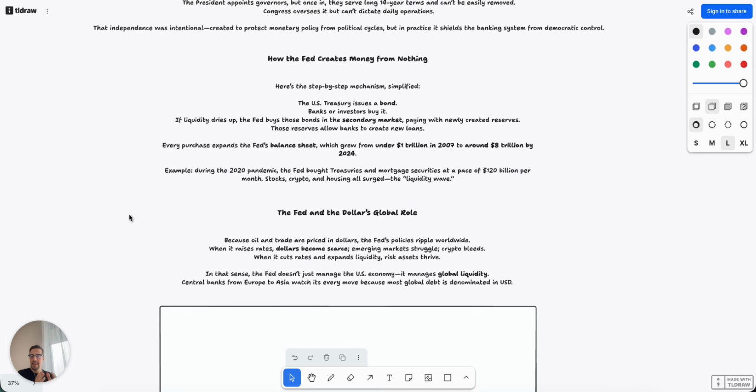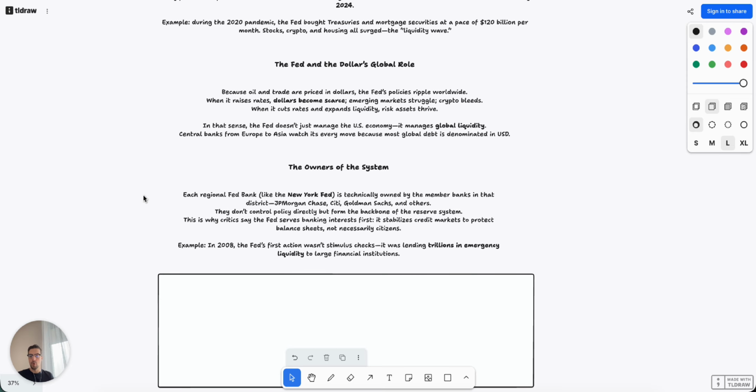So in that sense, the Fed doesn't just manage the US economy, it manages global liquidity. Central banks from Europe to Asia watch its every single move because global debt is denominated in USD. Okay? So they are influencing everything, the whole global credit system.